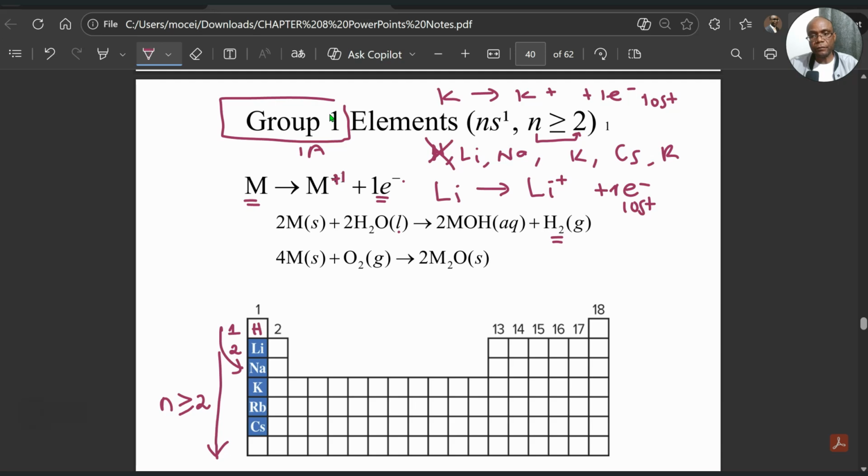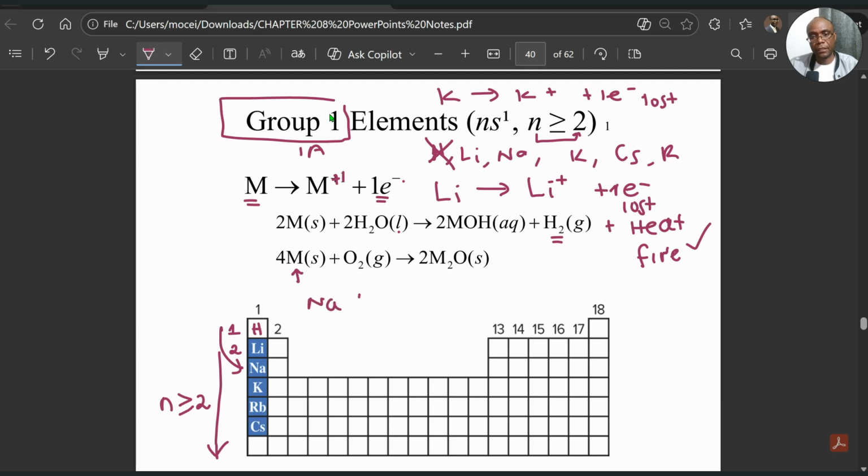Those metals tend to react with water vigorously to give you hydrogen gas. Okay. And by the way, there's a lot of heat generated, which generally leads to the creation of fire.